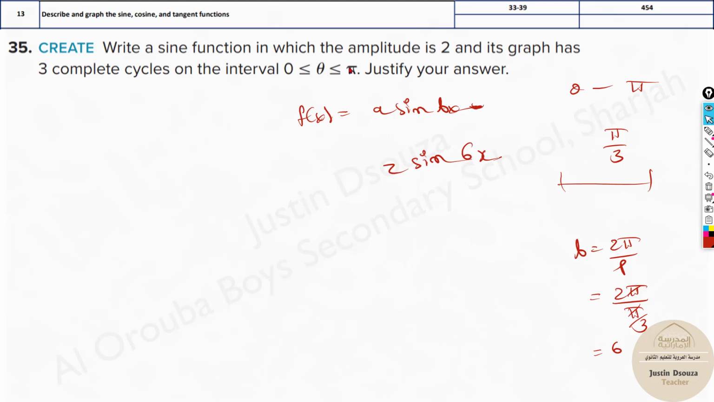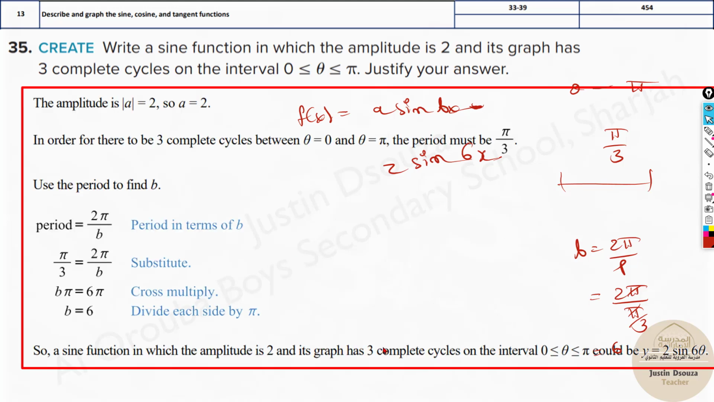Now, if you want to justify your answer, the thing is from 0 to pi there are 3 complete cycles. Therefore, the period will be pi divided by 3. And from the period we can find the b value and then just write it out. Okay, this is the answer. Now here they have written in theta. Whatever I did, 2 sine 6 is correct, but since they have clearly mentioned it's in theta, so we write 6 theta. That's the only thing. I've not written in detail, I've just done it directly. It's very simple. Once you understand the basics, you can easily solve it.